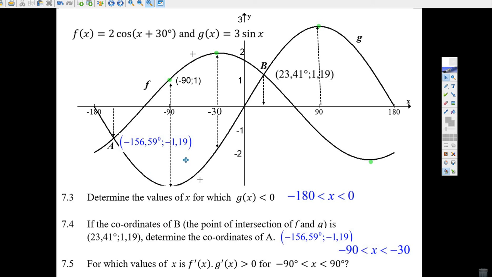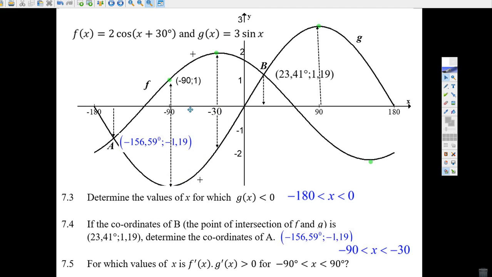The last question's a little tricky because it's saying when is the product of the derivatives greater than 0? But it's really saying when you take the derivative of this one and this one, and multiply them together, it gives you a positive number. Well, that would happen if they're both negative or both positive. So we're just looking for places where they're both increasing or decreasing. Well, this one's going down. That's a negative gradient. This one's going up. It's positive.